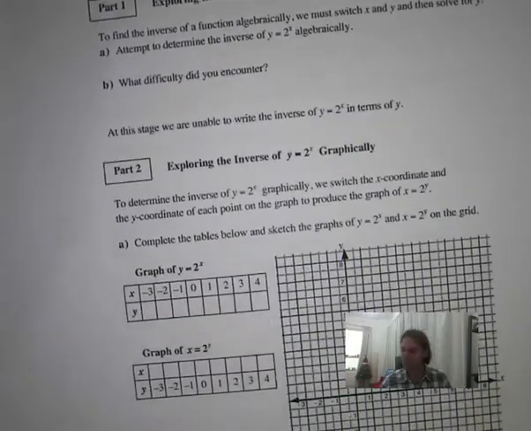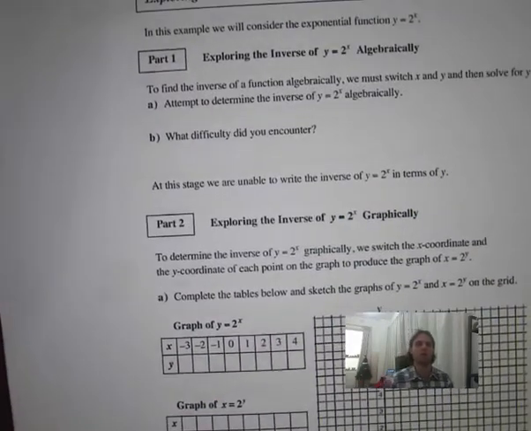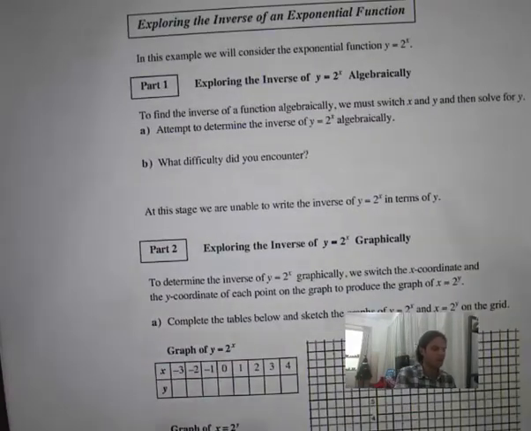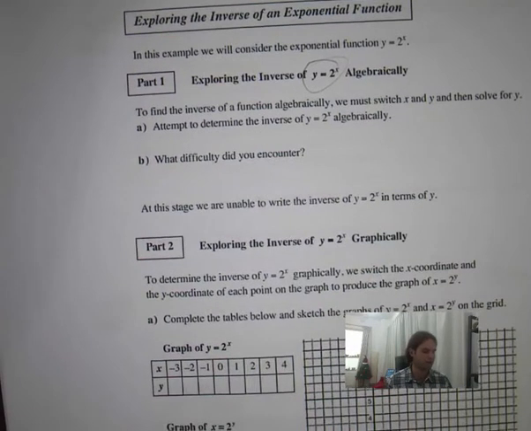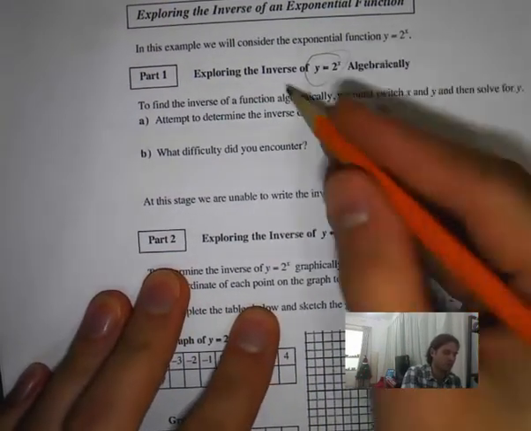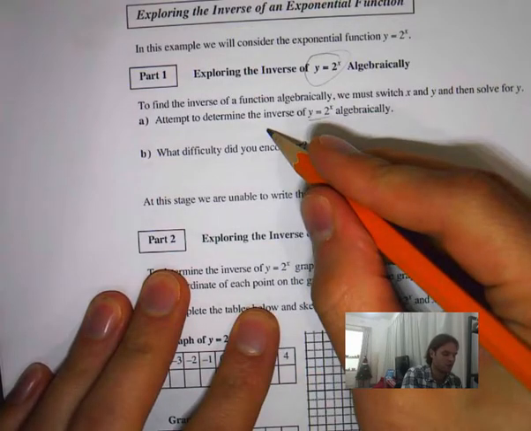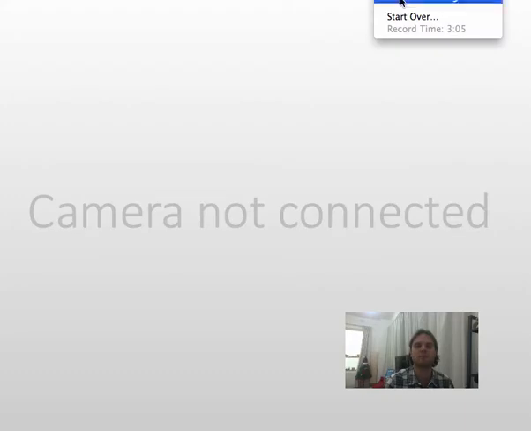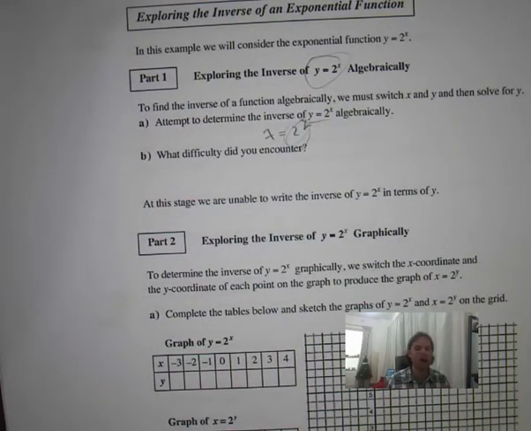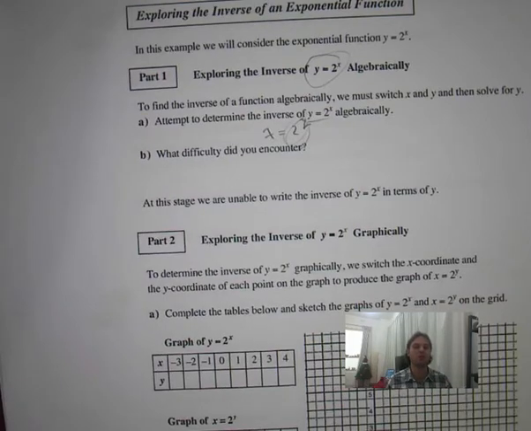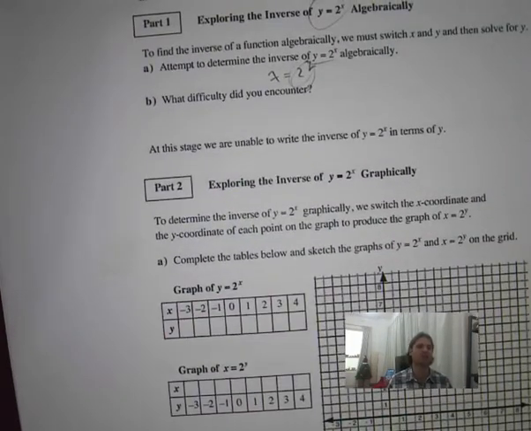Now, here is where we get a problem. If I was to find the inverse of an exponential function algebraically, how do we do that? So first, we take my equation, and I get x is equal to 2 to the y. Now we have to isolate for y. But how do I isolate for y? So there's my problem. We don't know how to isolate y. That is my difficulty. So in order to do this, we're going to have to get into something called logarithms.